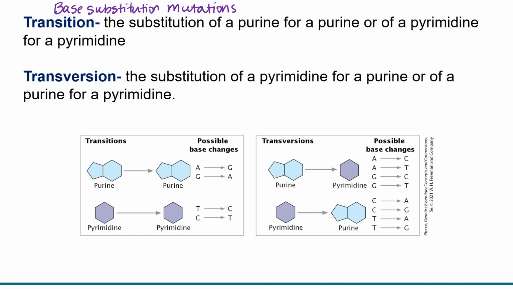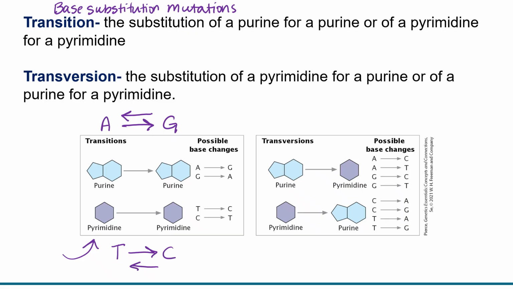The first is a transition. Now, in a transition, we are going to substitute a purine nucleotide for a purine, or a pyrimidine for a pyrimidine. So in our example down here on the bottom, we have an A transitioning to a G or vice versa. Remember, the A and G are both purines. C, T are both pyrimidines. So on the bottom, we have a T transitioning to a C and vice versa.